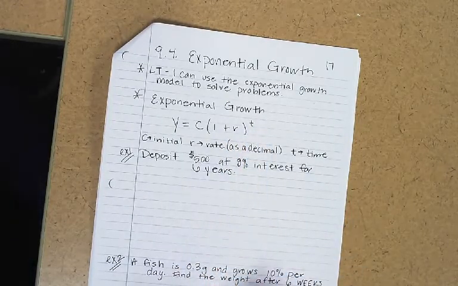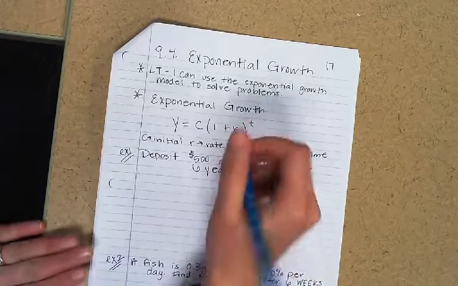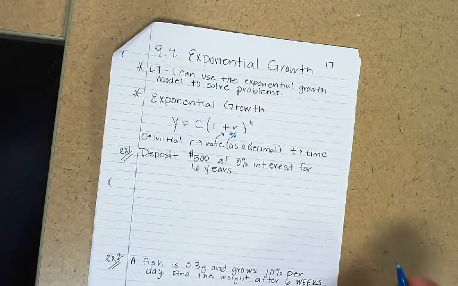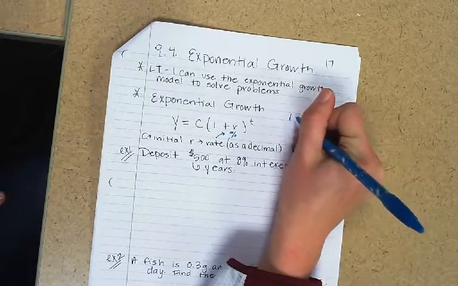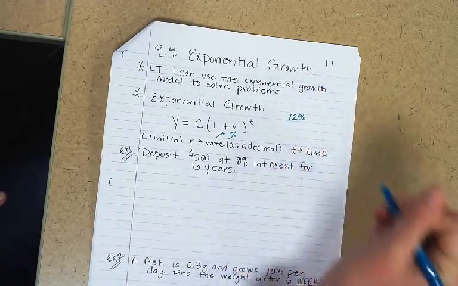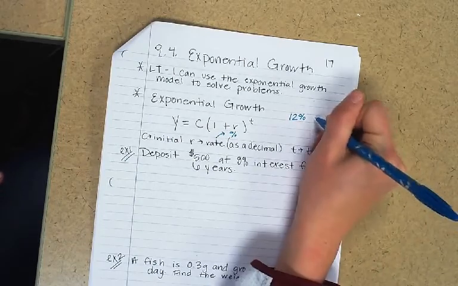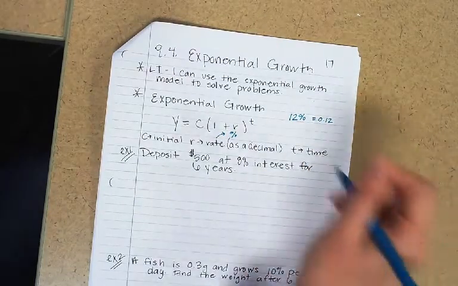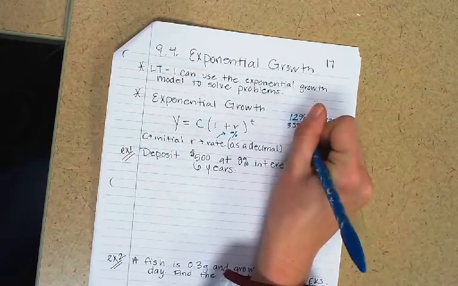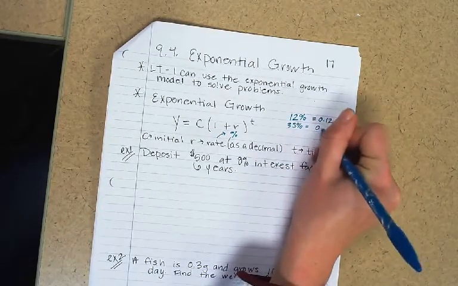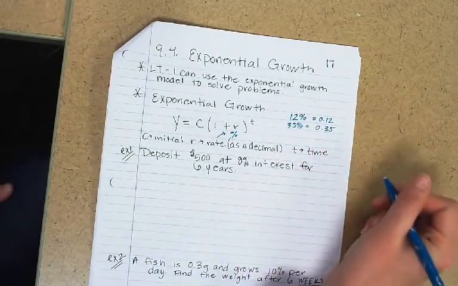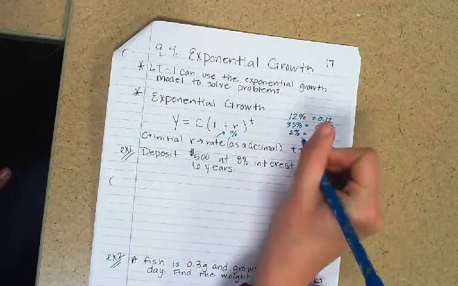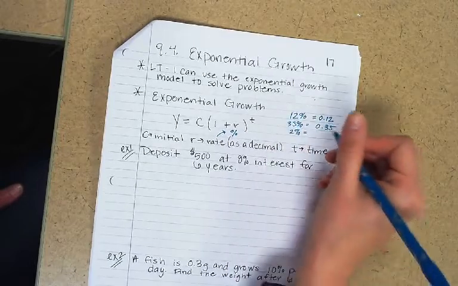T is the time. Where I'm saying rate as a decimal, most often they're going to give it to you as a percentage. So for example, if they tell you it's a 12% increase, you're going to write that as 0.12. If they tell you it's a 35% increase, you're going to write that as 0.35. If it's a 2% increase, you just move the decimal place 2 spots to the left.